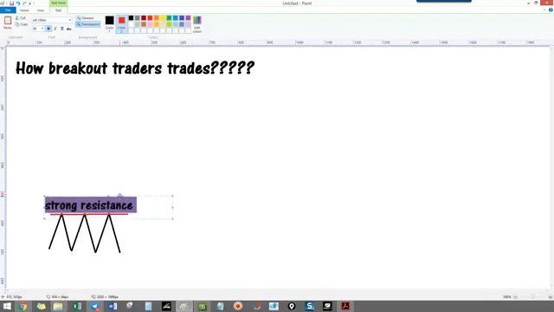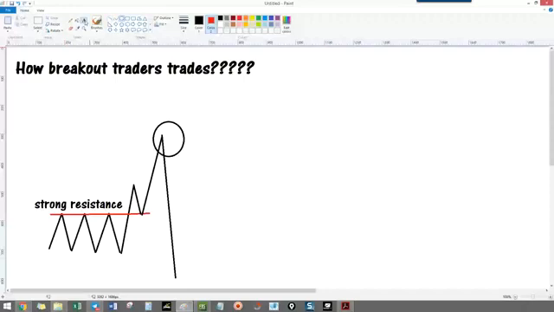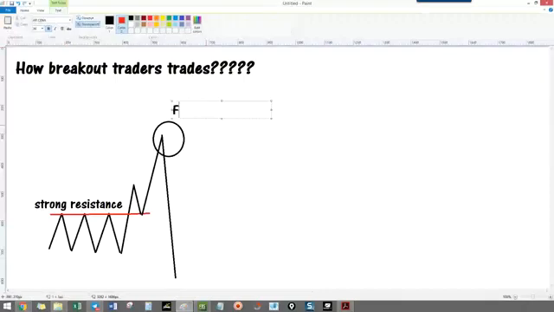Okay. Right. And then what does price do? Sometimes price will just break out like this, and they will buy with a lot of buy orders. Or sometimes it will extend a little, then we do something like this, and then like that. And what happened next? Price does something like this. So this is called a fake out. This is called the fake breakout, or fake out.